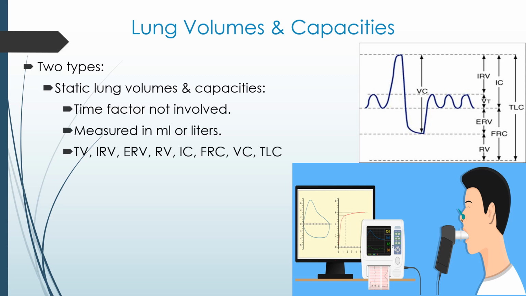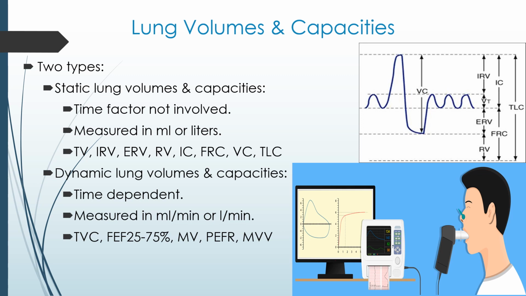Lung volumes and capacities, to start with, are of two types: static lung volumes and capacities. Here in the static, the time factor is not involved, and it is all measured in milliliters and liters. The static lung volumes and capacities are tidal volume, inspiratory reserve volume, expiratory reserve volume, residual volume, inspiratory capacity, functional residual capacity, vital capacity, and total lung capacity.